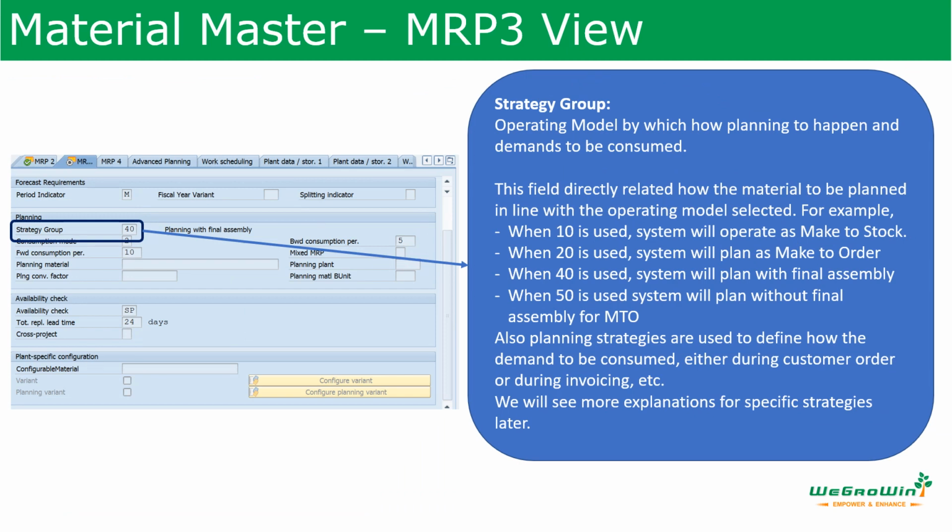And the next important view is the planning strategy view. So this is a strategy group. So here this is how the operation is to be carried out. It is defined in the operating model. For example, when you are using strategy 10, this may be make to stock. When we use strategy 20, it may be make to order. When you use strategy 40, it is planning with final assembly. Like this, we have different planning strategies. We will be discussing them in detail in the subsequent sections.